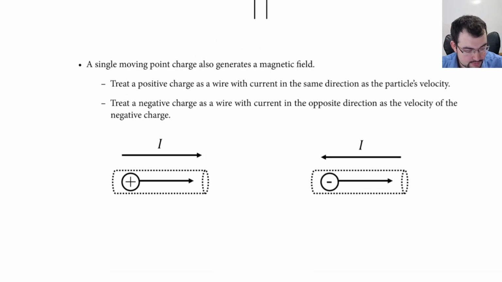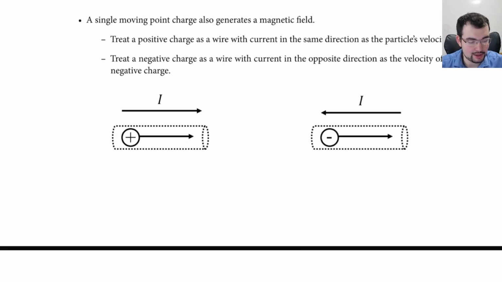And there's nothing special about it being a current source. Single charges could also generate magnetic fields. And it's easy if it's a positive charge because you can just pretend it's a wire. But we have to remember that negative charges move in the opposite direction as current flow, due to that conventional current being positive charge flow. So if you ever have a negative charge, you can just pretend it's a wire with current going the opposite way.